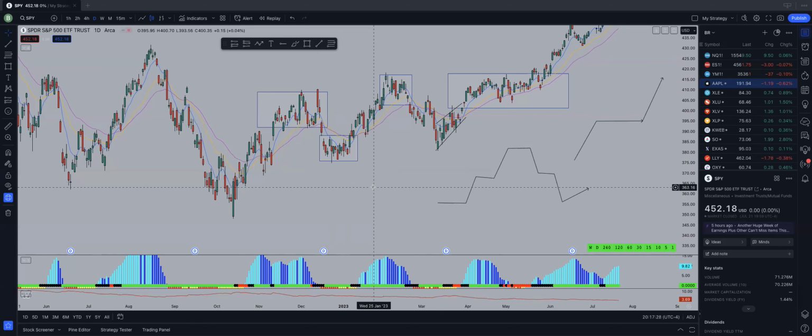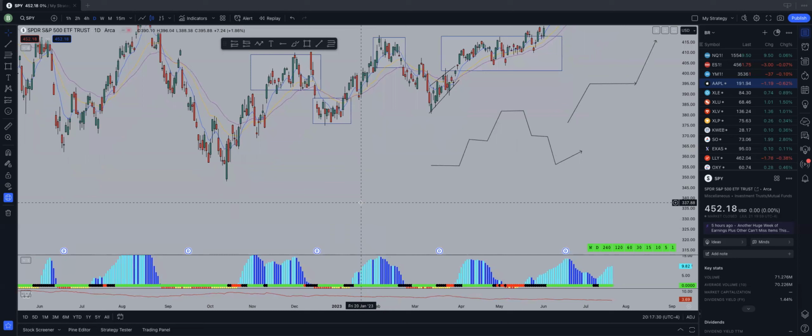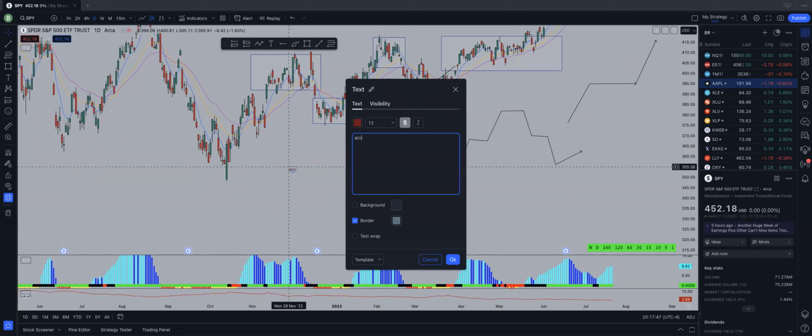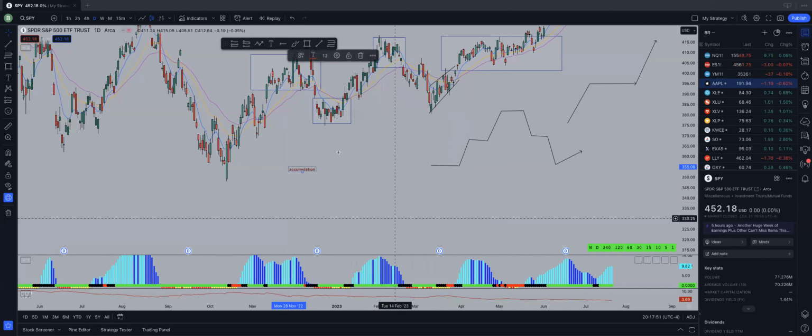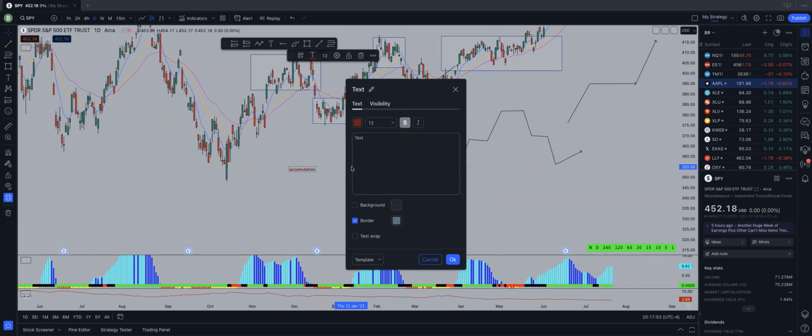Okay, so accumulation is literally what it sounds like. Accumulation, they're accumulating shares. Distribution means they are distributing shares, they're getting rid of shares. And so during these consolidation periods, they're going to be doing one of the two. They're going to be in accumulation. I may be spelling this wrong. Don't spell check me, like I said. Okay. Accumulation.